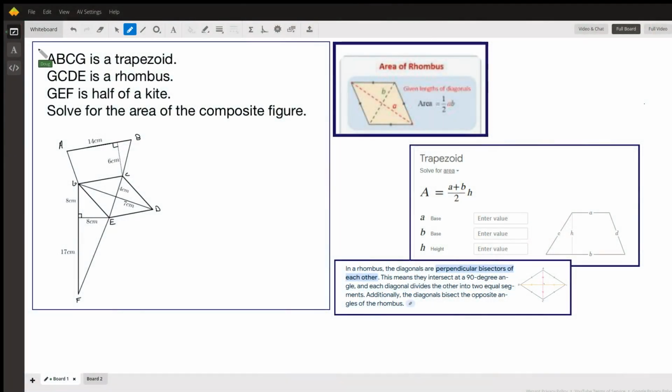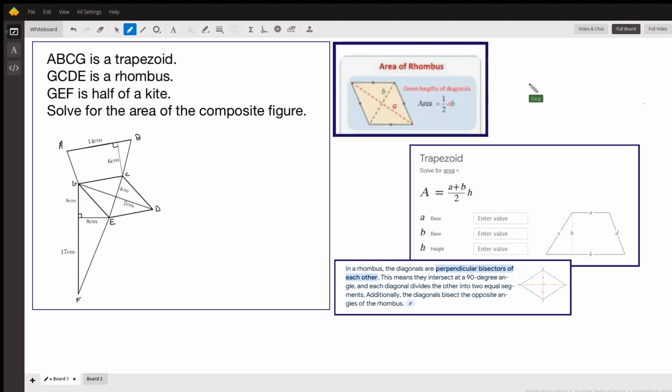Left, we have the stated problem. ABCG is a trapezoid, which means we've got two parallel bases, and they give us the height of the trapezoid. GCDE is a rhombus, which means all four sides are equal. And there's more to it about the diagonals we'll see in a second. And this half a kite really is just a triangle. And you know the base and the height.